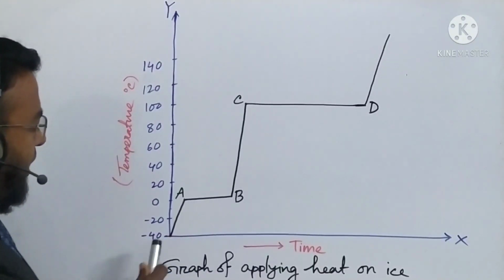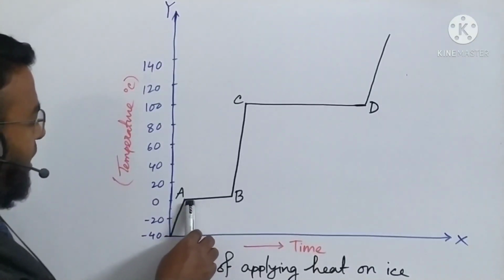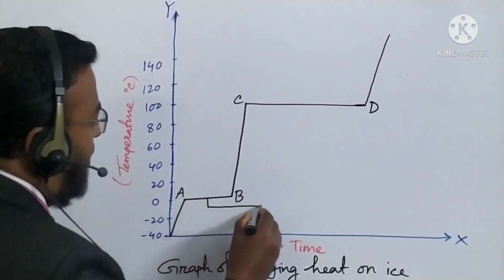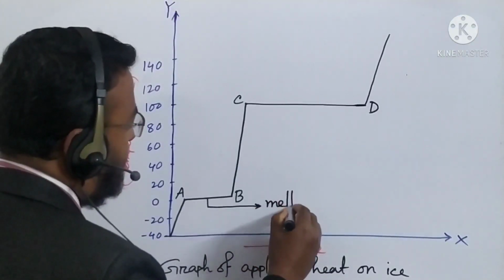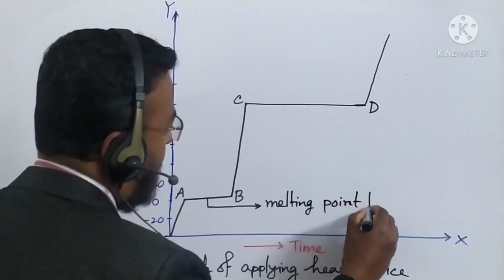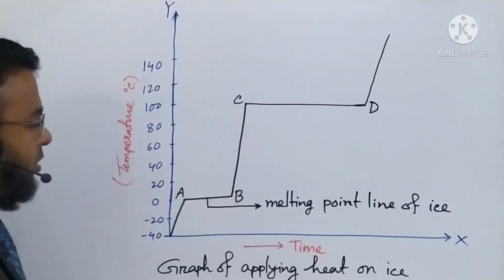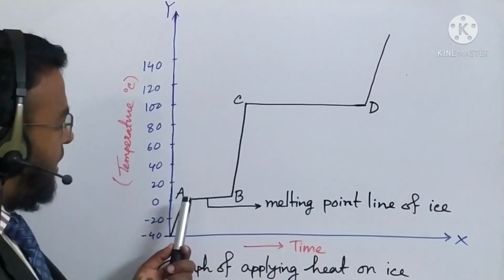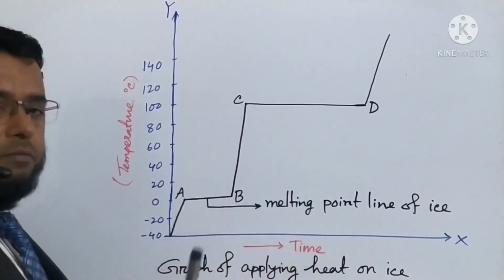So from the starting line, when it comes to the 0 degree Celsius temperature, then we are getting a line, AB line. So AB is the melting point line of ice. That means when the temperature is coming to 0 degree Celsius, then it starts melting. So from A to B, this is the melting point line of ice.